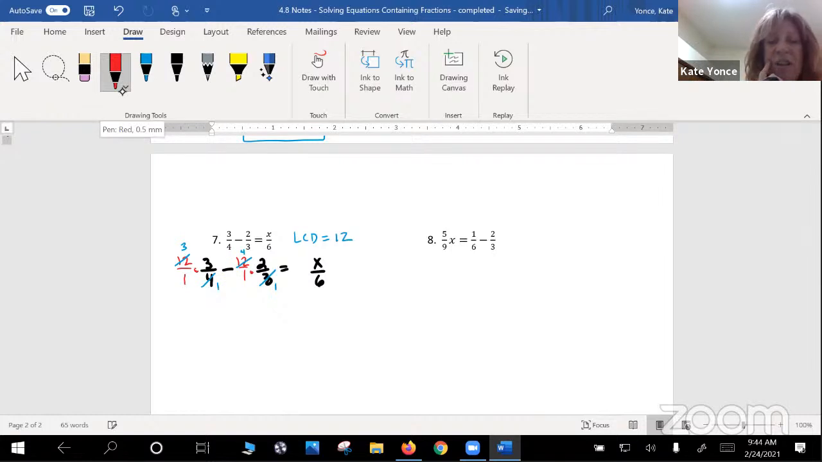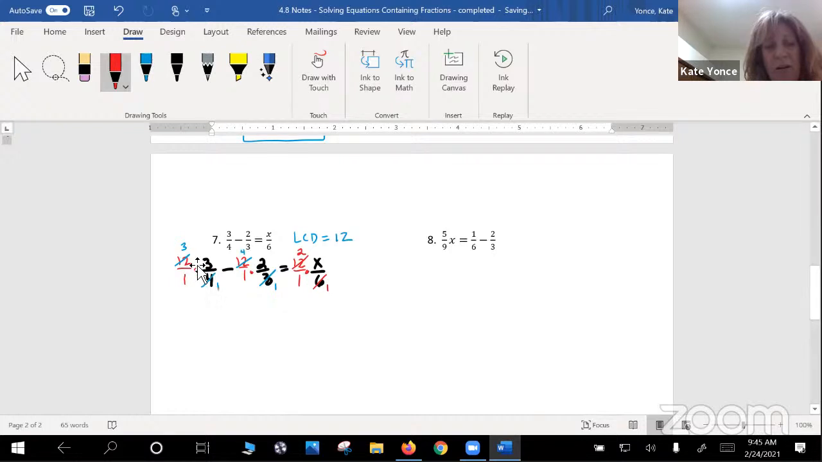And then, Erica, is there anything missing here? 12 times x over 6. Yeah, don't forget you've got to do that to all terms. And then 6 goes into 12 2 times. Okay, and just like that, our denominators are gone, right?